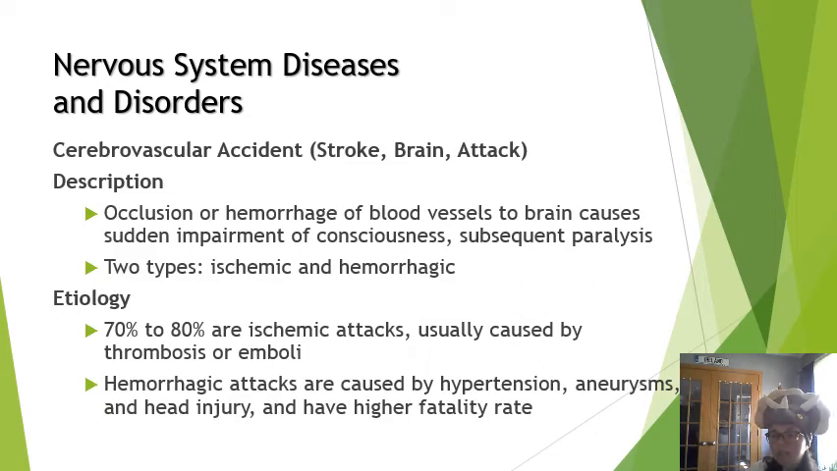Another big hitter is the stroke. Its medical term is cerebrovascular accident. This is where there is an occlusion or hemorrhage of blood vessels in the brain and causes a sudden impairment of consciousness, ultimately leading to some form of paralysis. There are two main types, ischemic and hemorrhagic. 70 to 80% are ischemic, that are usually caused by a thrombosis or clot or emboli. Hemorrhagic attacks are caused by hypertension, aneurysms, head injuries, and those tend to be a little bit more fatal. They have higher fatality rates.